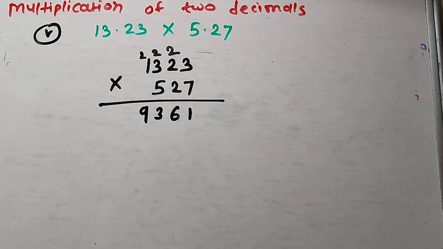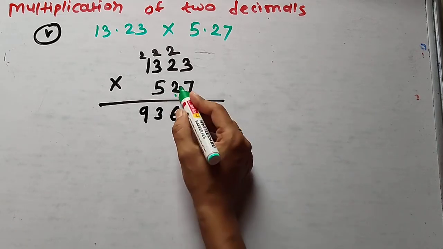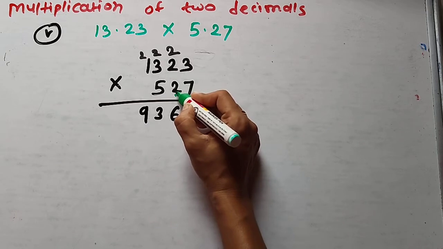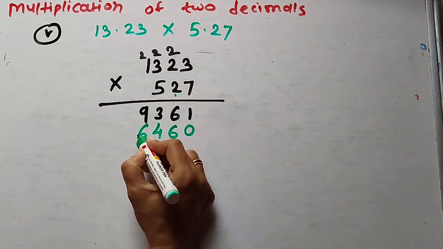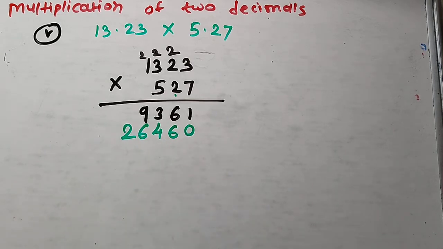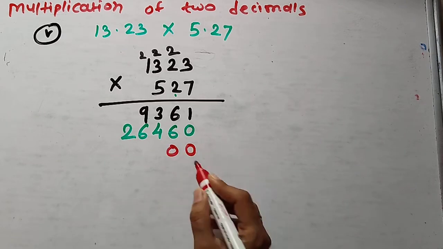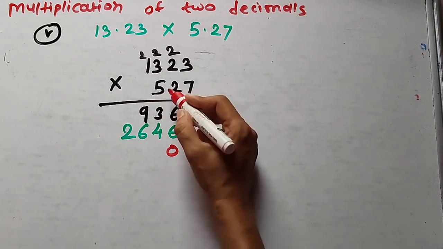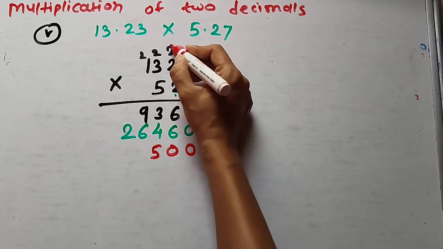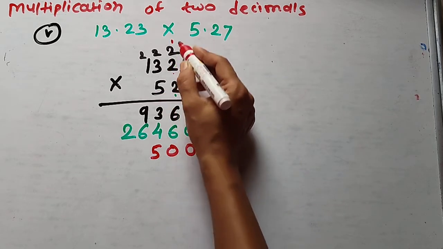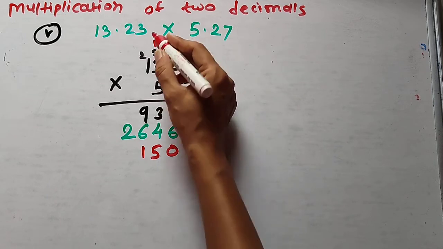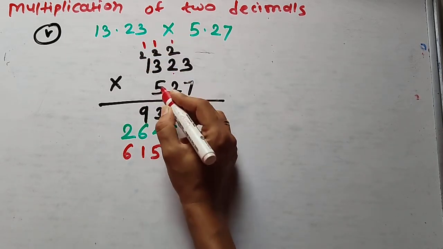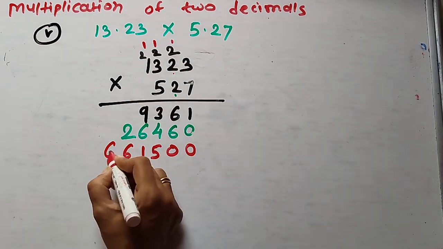Now next number is 2. Now multiply by 2. You have to put 1 0. 2 threes are 6, 2 twos are 4, 2 threes are 6 and 2 ones are 2. Now next number is 5. So you have to put 2 0s, hundreds place. 5 threes are 15, 1 carry. 5 twos are 10, 10 plus 1, 11. Again 1 carry. 5 threes are 15, 15 plus 1, 16. 1 carry. 5 ones are 5, 5 plus 1, 6.